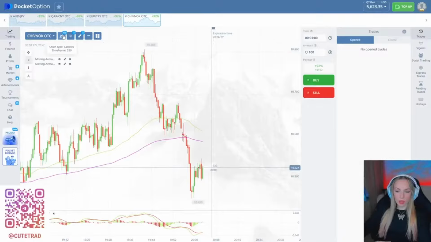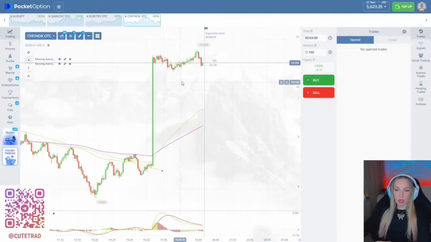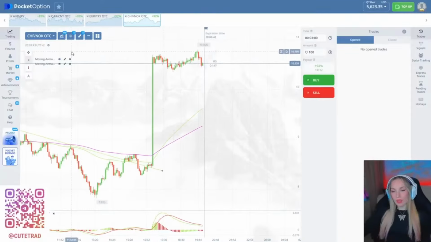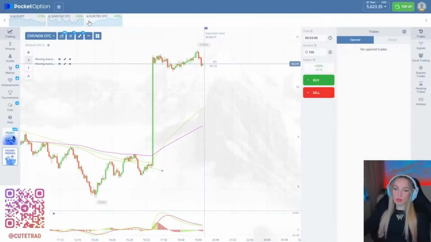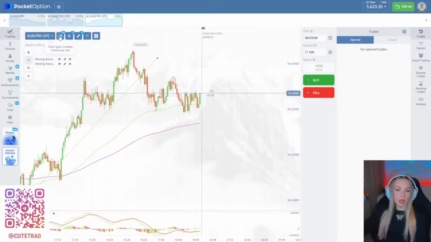CHF and OK is forming the signal to open the trade in the upward direction. But here, what's the news? Look at this huge candle. Oh my god, look, from 8 it went to 10. So probably not the best idea to open trades on this one. Let's go to the next one.